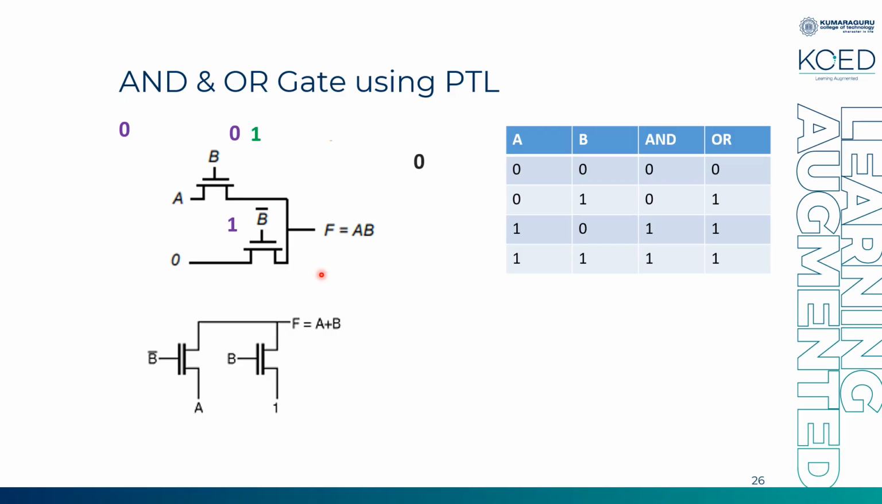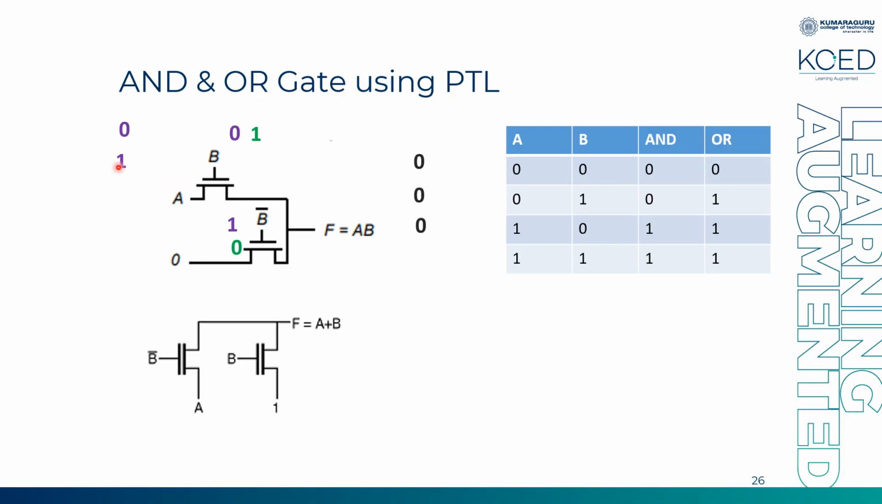Now the 0 1 condition. A is 0, B is 1. If B is 1, what about B bar? 0. Now which transistor will remain on? Here I have a 1, that is high voltage, so this transistor will turn on. And A is again 0, so 0 will be obtained as the output. Now A is 1, and let me consider B as 0. So B bar is 1 here, this transistor will remain on and 0 will be passed across this transistor. Again I get a 0.